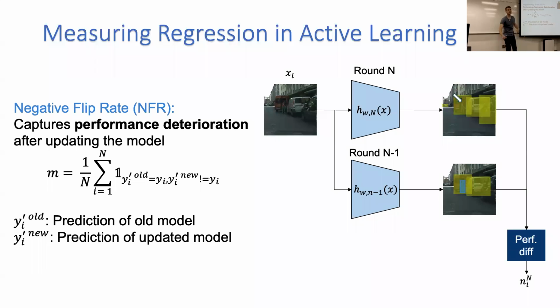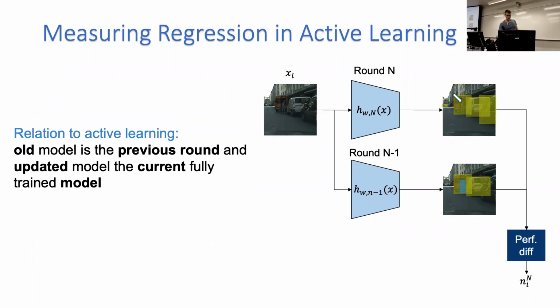Low negative flip rate, great, means very, very little regression happening. High negative flip rate, really bad, right? So now let's look at this more in this graph, right? So if we have a model at round n-1, smaller training set, and round n, right? We missed this particular pedestrian. This one we count as a negative flip, and the ratio of all of these gives us the negative flip rate. So yeah, this really just sums it up. The old model in our previous toy example is the previous round, and the new model is the current round.